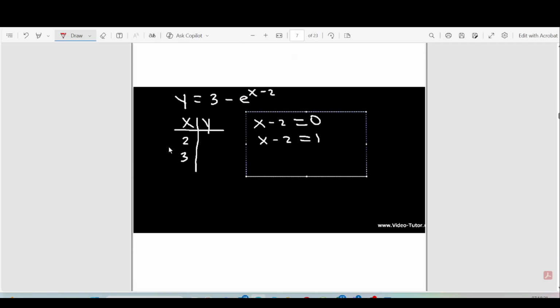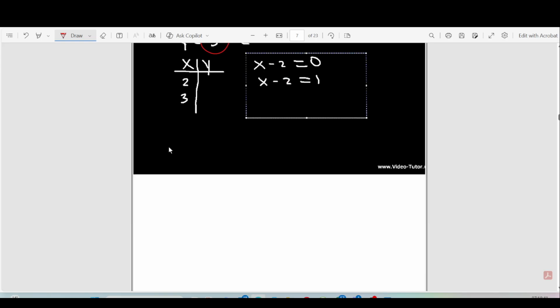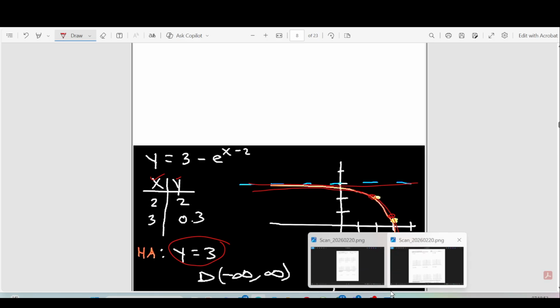So for this one, 3 minus e to the power x minus 2, what is your horizontal asymptote? 3, right? y equals 3 is your asymptote. You put x and y values, just get 1 or 2 points, and then you can just get the answer. Let's get back to your homework, okay?